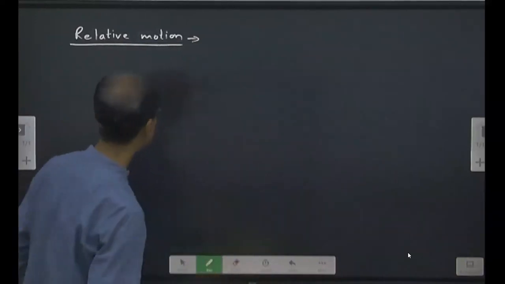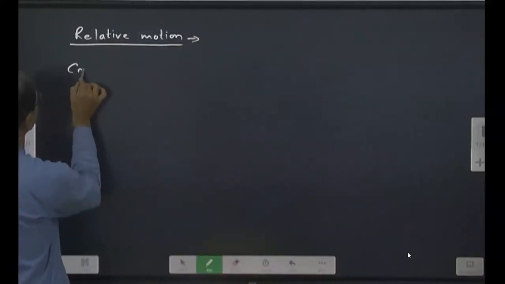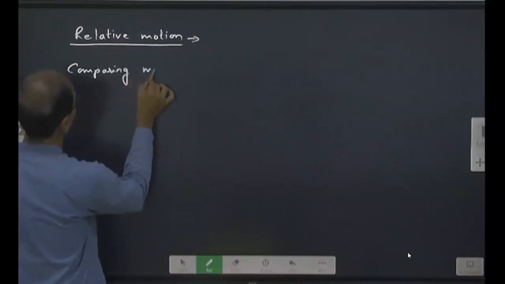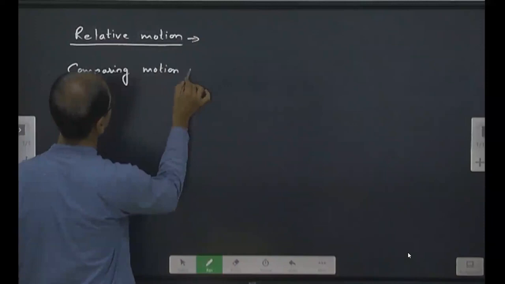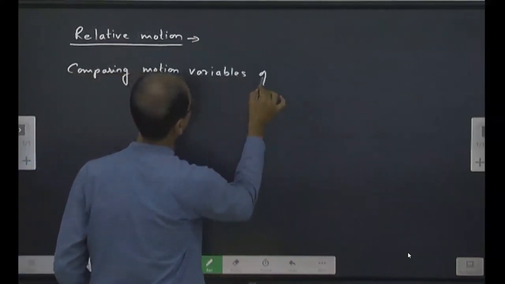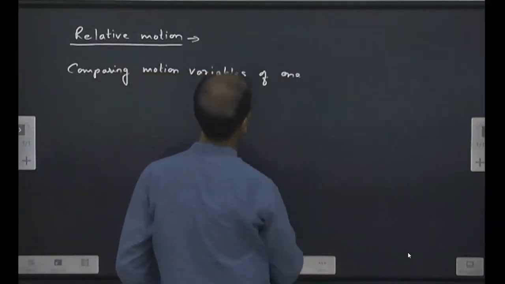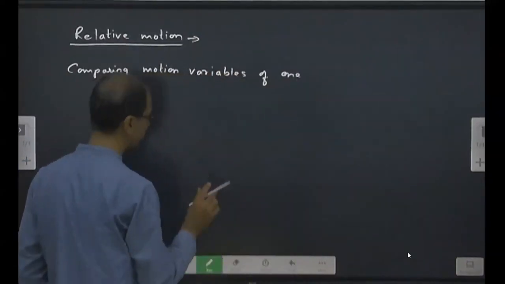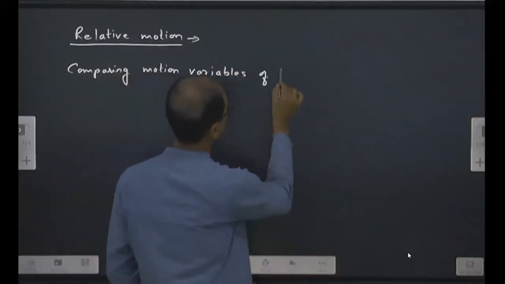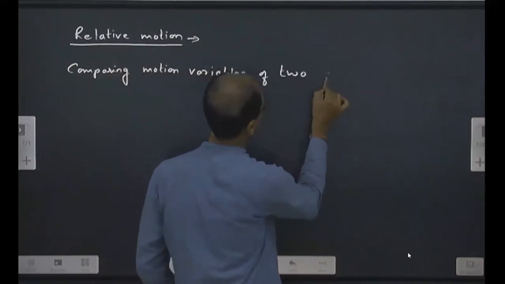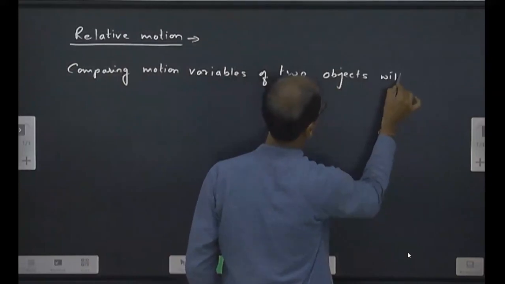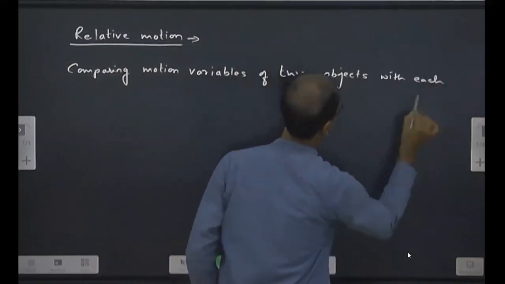Okay. Comparing motion variables of, no, comparing motion variables of two objects with each other.